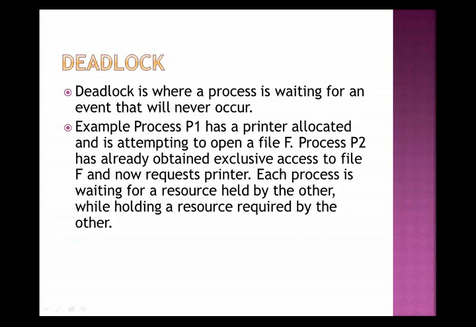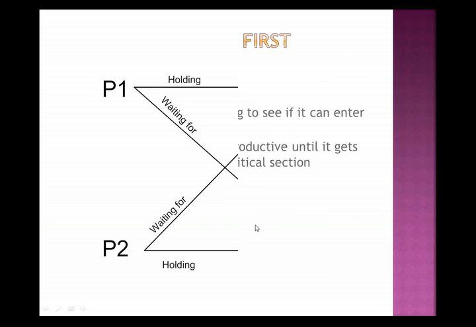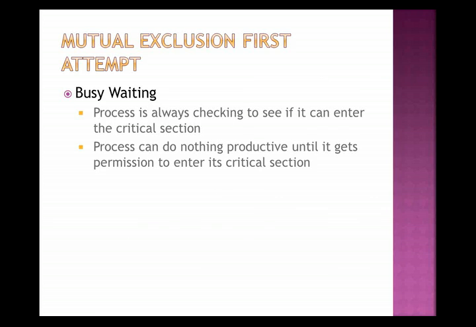Then we discussed what a deadlock is, that is a condition where more than one process is approaching the same resource. It is a situation where a process is waiting for an event that will never occur. This is the example: there is P1 and P2, one is holding the data, and the other is waiting for data. Then these are the various attempts and issues that we have discussed.